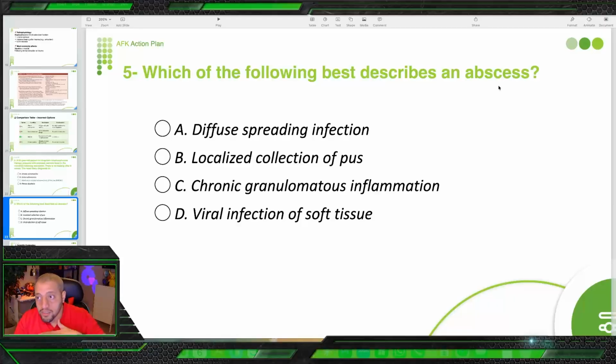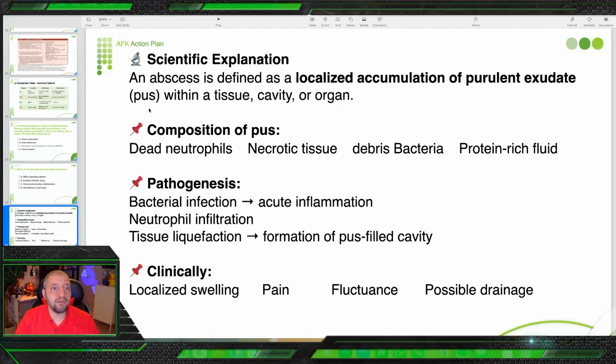In our course, we are spreading this information between materials, because if I'm giving you 1 week to discuss basic knowledge, I think most of you will just think about the exam and run away. But let's go back to the question. He's asking about the description of abscess: diffuse spreading infection, localized collection of pus, chronic granulomatous inflammation, or viral infection of soft tissue. I think this is an easy question. The answer is localized collection of pus, but let's understand what's happening here.